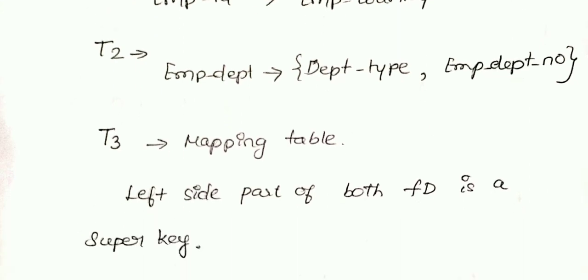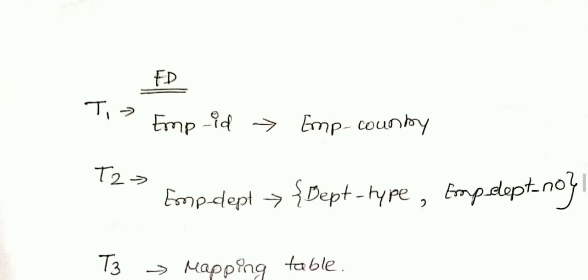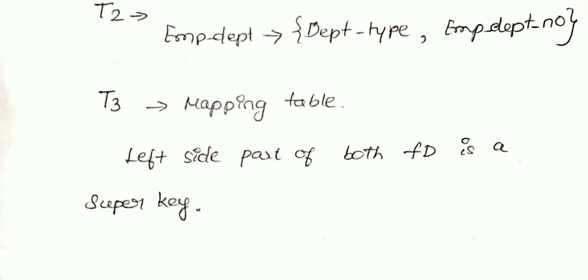The third table is the mapping table between the two tables T1 and T2. In this table, we have taken the primary keys or super keys of the first two tables, which are consolidated here. So they act as a super key, the left hand part of all the functional dependencies. So these three decomposed tables are now in BCNF.